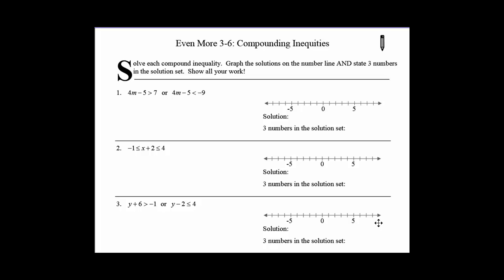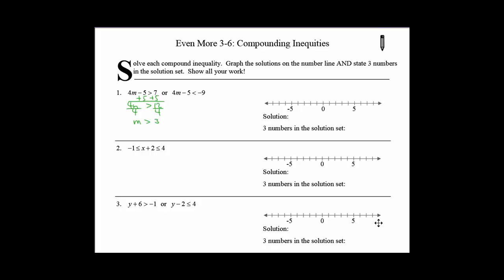So in number 1 we see two inequalities combined with the word or. So what we need to do is solve each of these separately so we know what we're going to try to draw the graph of. As I solve this first one, I'm going to want to get the m by itself. So I need to get rid of the 4 and the minus 5. I think the best place to start would be adding 5. That will give us 4m greater than 12. Now to get rid of the 4 and get the m by itself, I need to divide by 4. That will give me m greater than 3.